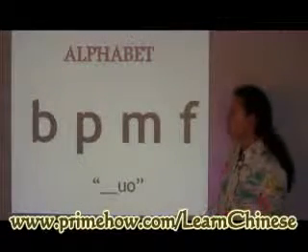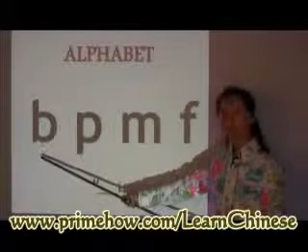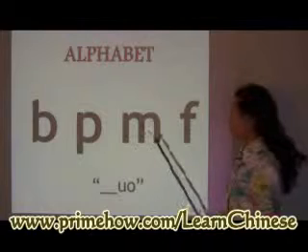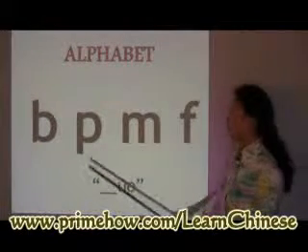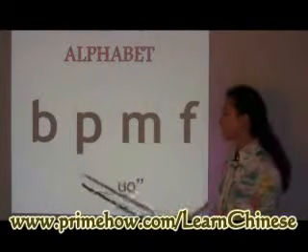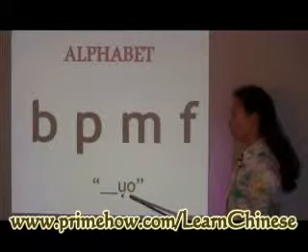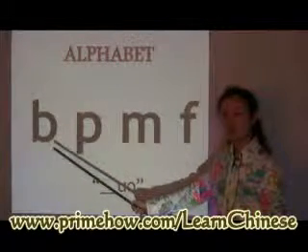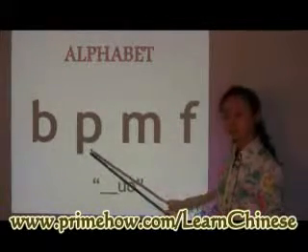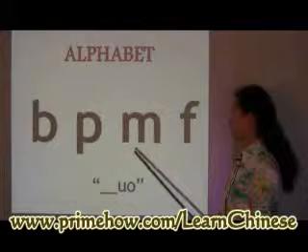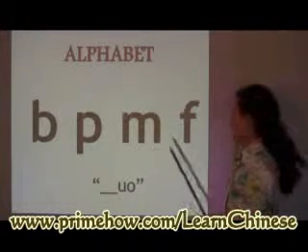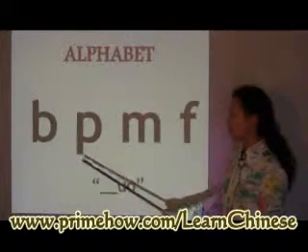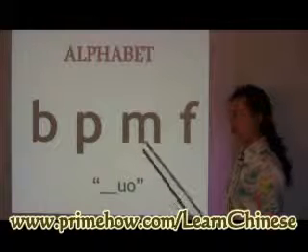The first four, we have 波, 坡, 摸, 佛. We break it down like this because these four tend to have the same endings. O right here, so you substitute the first one. B sound, bo, P, po, M, mo, and last one, F, fo. Bo, po, mo, fo.